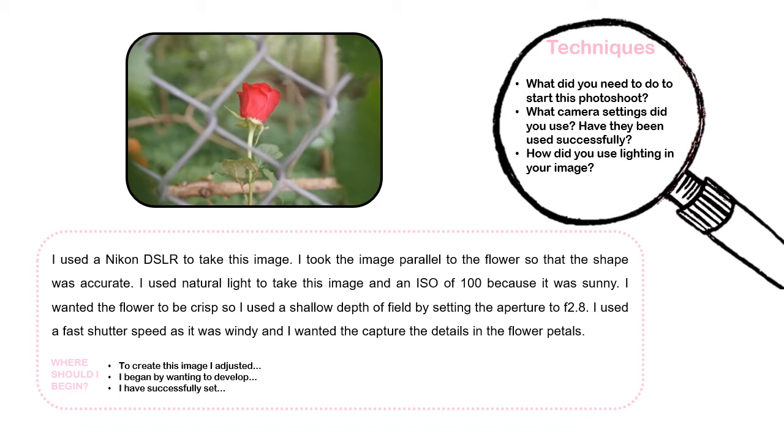And I then said I used a fast shutter speed as it was windy and I wanted to capture the details in the flower petals. You don't have to use the numbers if you're not sure on them. So I just wanted to show you an example of that there. I've just said it was fast if I couldn't estimate exactly where I thought it was on that scale, okay?